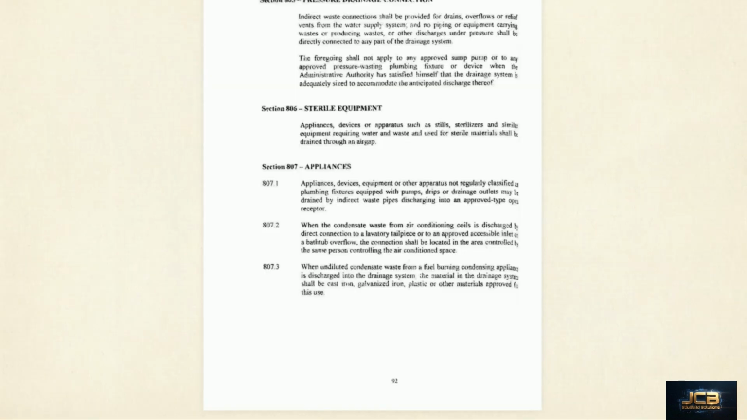The requirements change for fuel-burning condensing appliances. This text from Section 807.3 shows that the condensate produced by these systems is acidic. Because of this, the code mandates corrosion-resistant materials like cast iron, galvanized iron, or approved plastics for the drainage piping. Pay attention to the exceptions. Section 807.3.1 explicitly notes that if this condensate is discharged into an exposed fixture tailpiece and trap, those specific components are permitted to be made of brass.